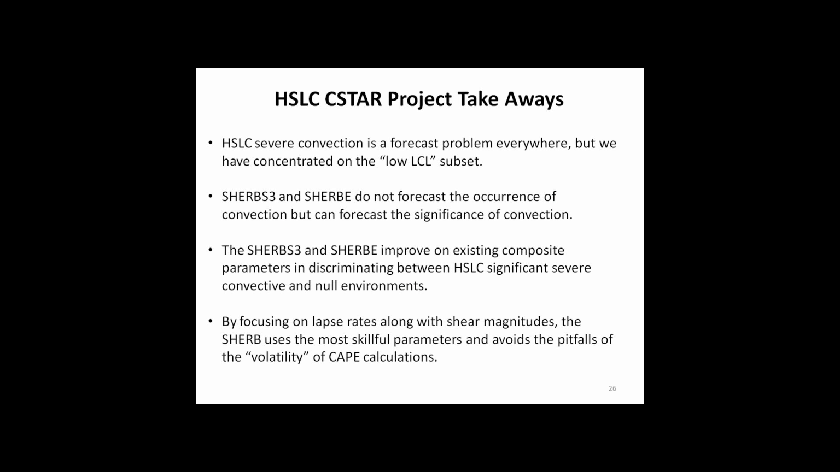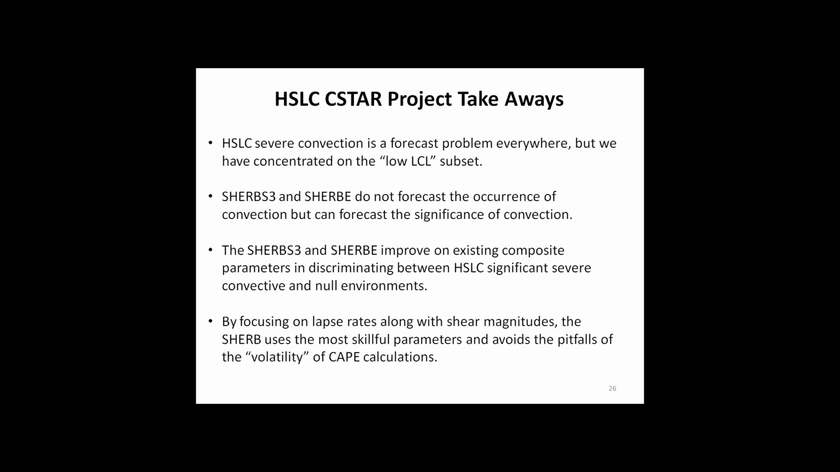So some of the main takeaways from today's presentation are that high shear, low LCL severe convection is a forecast problem everywhere with a variety of different regimes, such as elevated and high base cases. But today we focused on the low LCL cases, which are most common in the southeast. We introduced two new composite parameters, the Shear B3 and the Shear B. It's important to remember that these do not forecast the occurrence of convection, as you may see them both threshold in an environment where you don't expect convection.